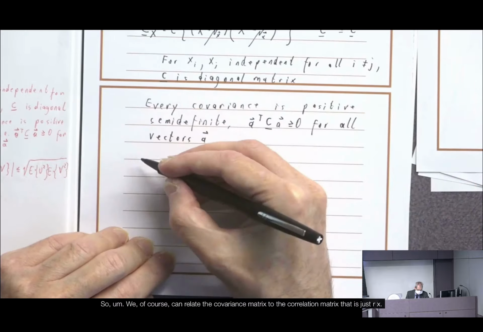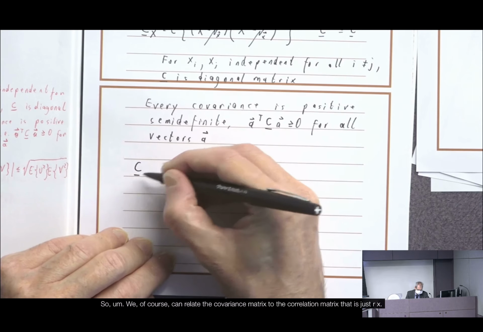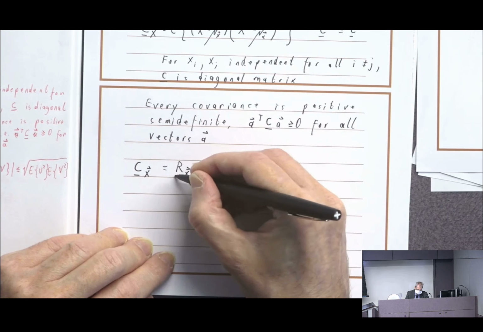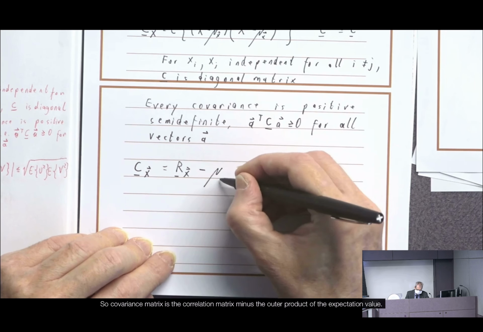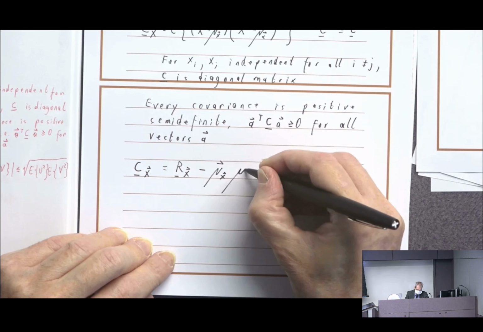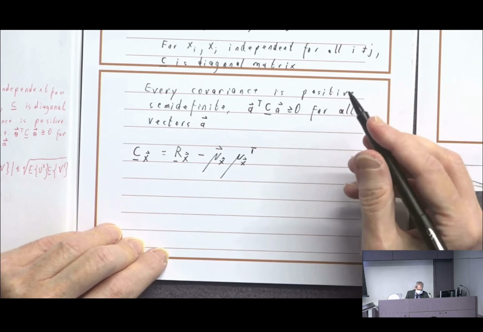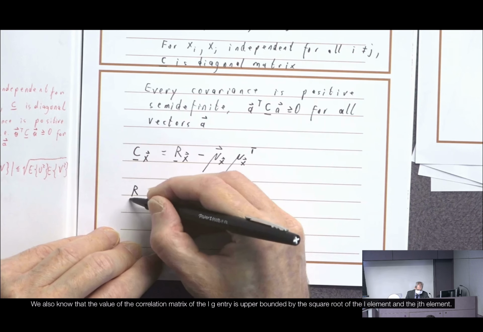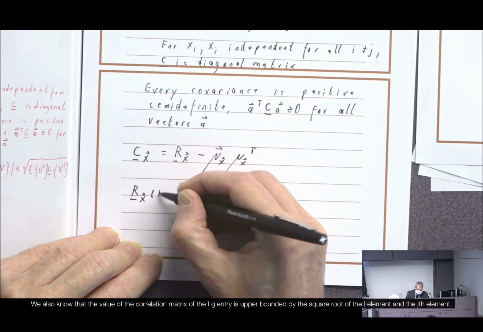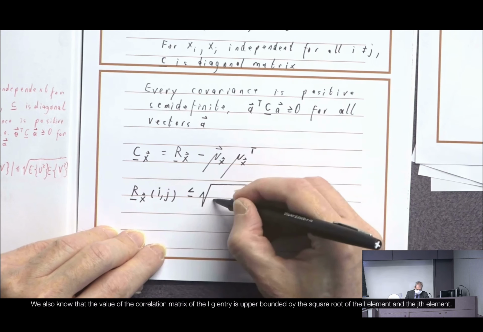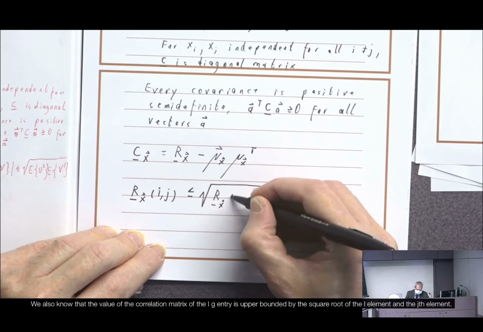So we, of course, can relate the covariance matrix to the correlation matrix. That is just R_x. The covariance matrix is the correlation matrix minus the outer product of the expectation value. We also know that the value of the correlation matrix's ij-th entry is upper bounded by the square root of the ith element and the jjth element.